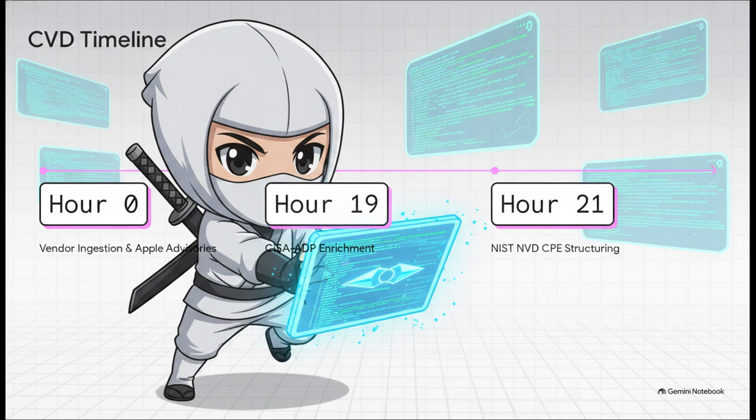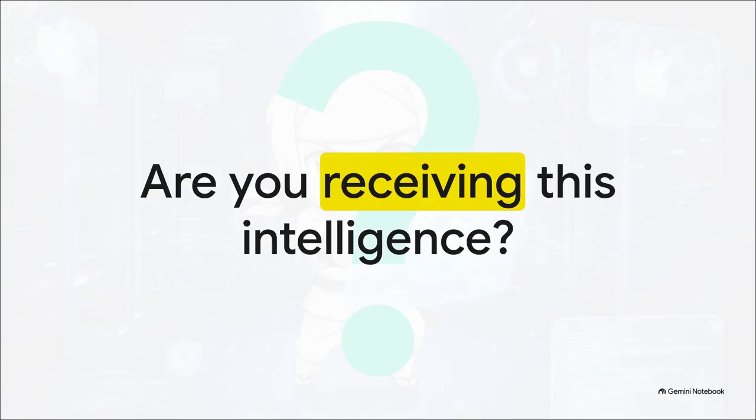Just 19 hours later, CISA ADP intercepts the disclosure for enrichment, locking in those critical scoring metrics. By hour 21, the NIST NVD had entirely finished its initial technical parsing, mapping out the exact boundaries. Honestly, seeing a timeline move this fast visually proves that federal cyber coordinators and the vendor consider this a Tier 1 active threat.